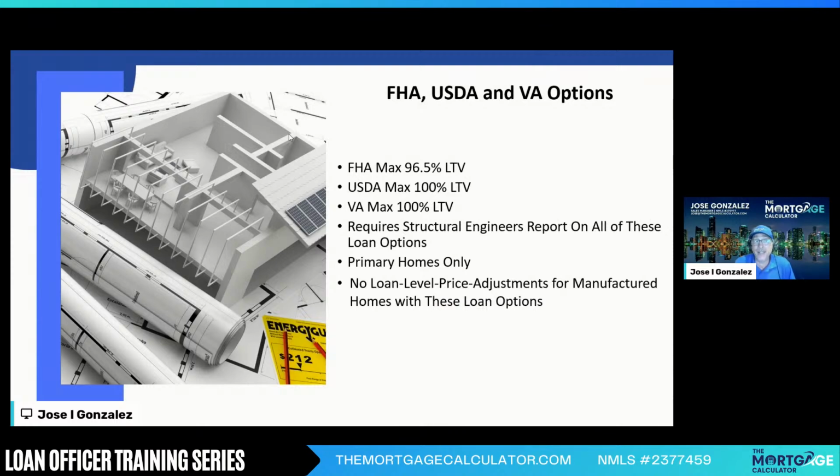Best news is there are not any loan level price adjustments for manufactured homes with these loan options. That's great news, because in Fannie and Freddie, there are loan level price adjustments. That's why we have the MH Advantage option to try to help a little bit with that. And as always, on VA, FHA, and USDA, it's primary homes only. And I did already mention that FHA, USDA, and VA do require a structural engineer's report. So don't have a tolerance cure, be aware of the structural engineer's report.